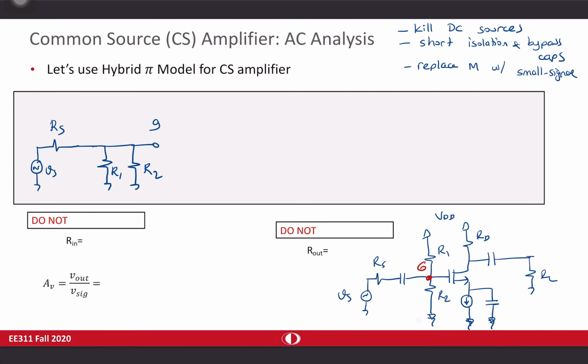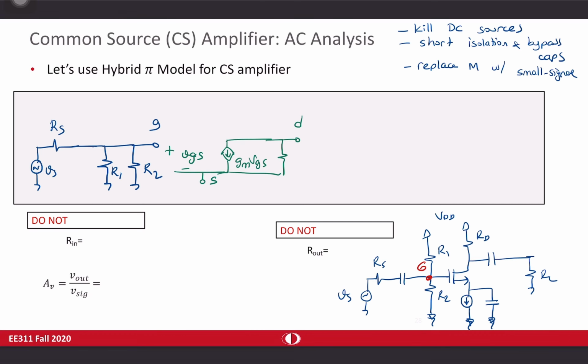At the gate, I'm going to replace the transistor with the small signal model. Let's use hybrid pi, but you can use T model as well. The result will not change, but let's use hybrid pi model. I'm going to put source here, gm VGS. This is VGS. Then r0. Here we have drain and source.